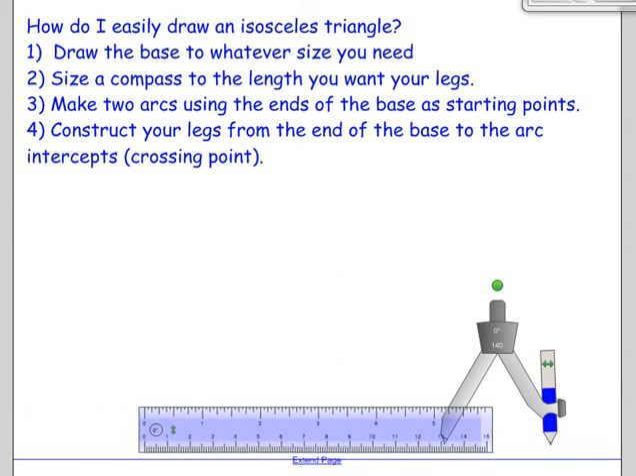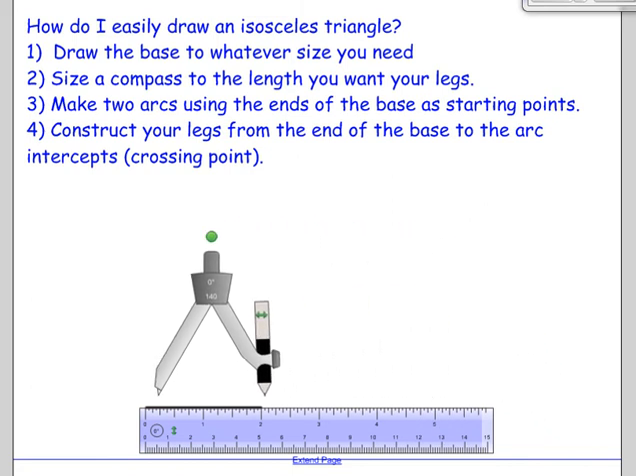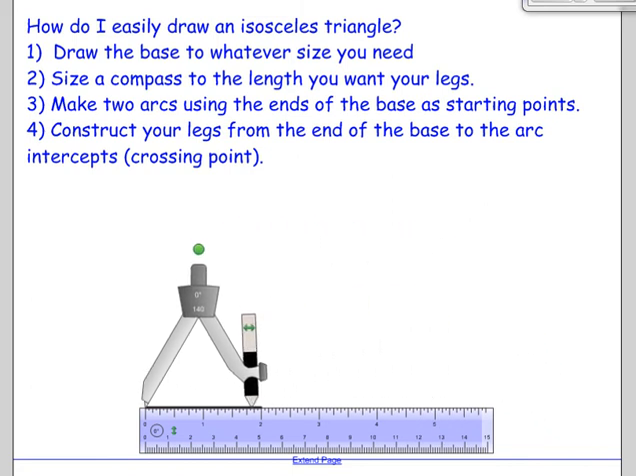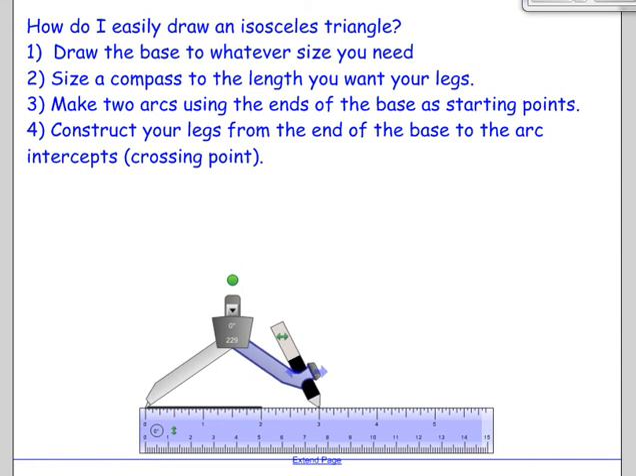So let's take my ruler here. And the first thing I'm going to do is draw my base, and I said I want my base to be 2 inches, so I'll just go along my ruler 2 inches right to there. All right, that's pretty cool. The next thing I want to do is take my compass here, and size my compass to 3 inches, because that's what I want my legs to be. So I'm going to stretch it out here to 3 inches. There we go, measured up to 3.